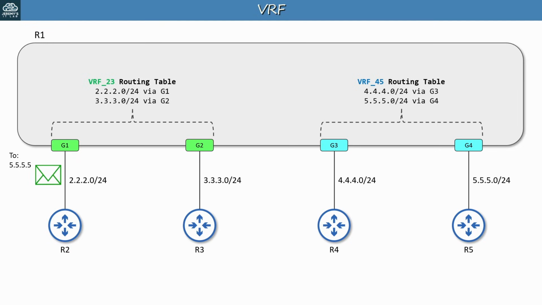This time, what happens if R2 tries sending a packet to 5.5.5.5? Well, the packet arrives on R1's G1 interface, which is in VRF-2.3. So it performs a lookup in the VRF-2.3 routing table and finds no route matching the packet's destination. And what does a router do when there is no matching route? It drops the packet. Although R2 and R5 are connected to the same physical router, R1, they're connected to interfaces in separate VRFs, separate routing instances, so they aren't able to communicate.